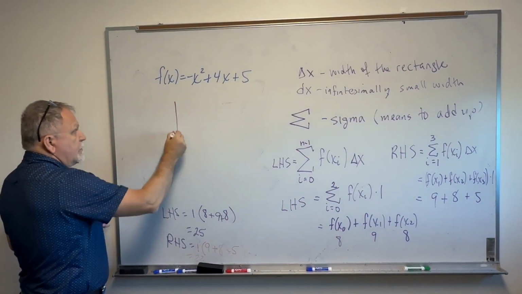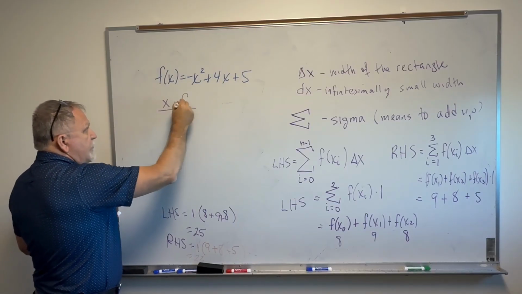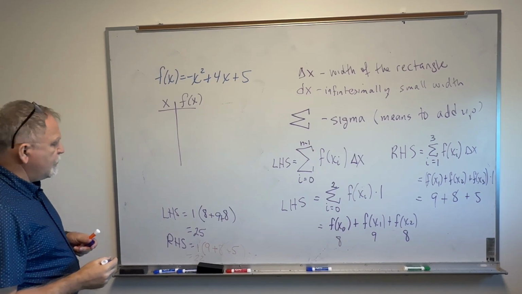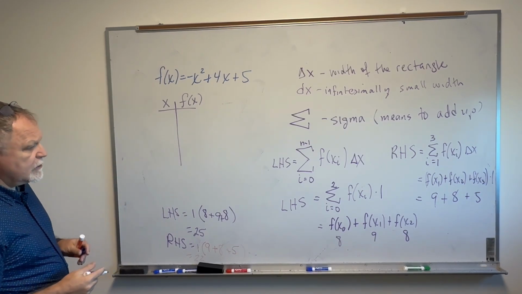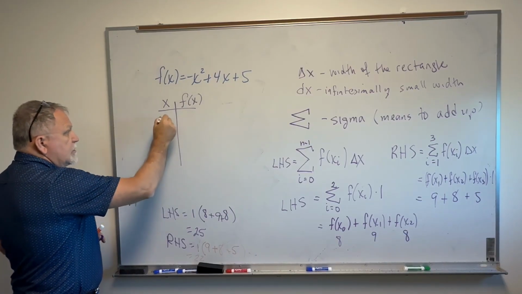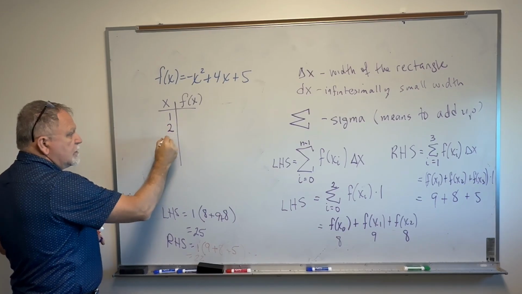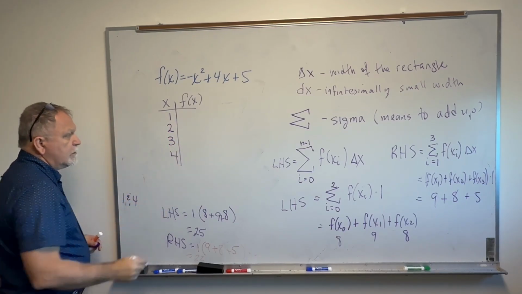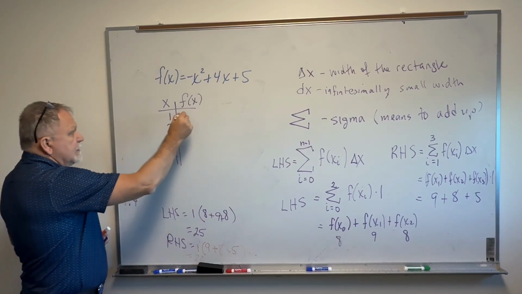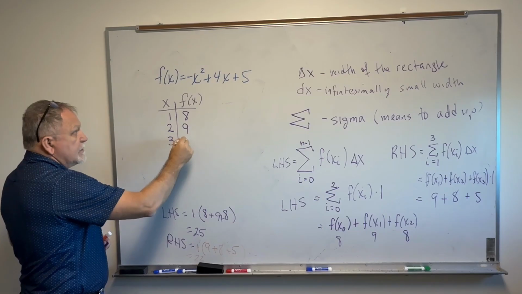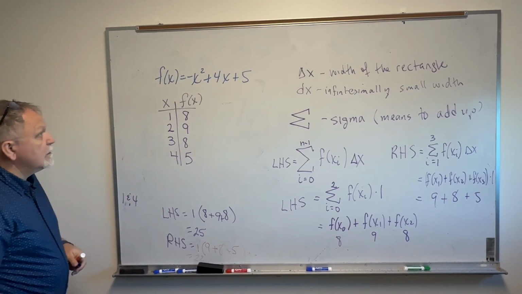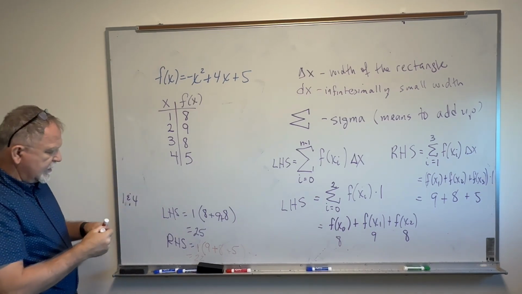All right, so here we are, x, f of x. And let's go and look at the values. Remember, we were going between 1 and 4, I think is where we were going. 1 and 4, that was the values we were interested in. So let's go ahead and do 1, 2, 3, 4. And remember, at 1, the height was 8. At 2, the height was 9. At 3, the height was 8. And at 4, the height was 5. So those were the values we had.